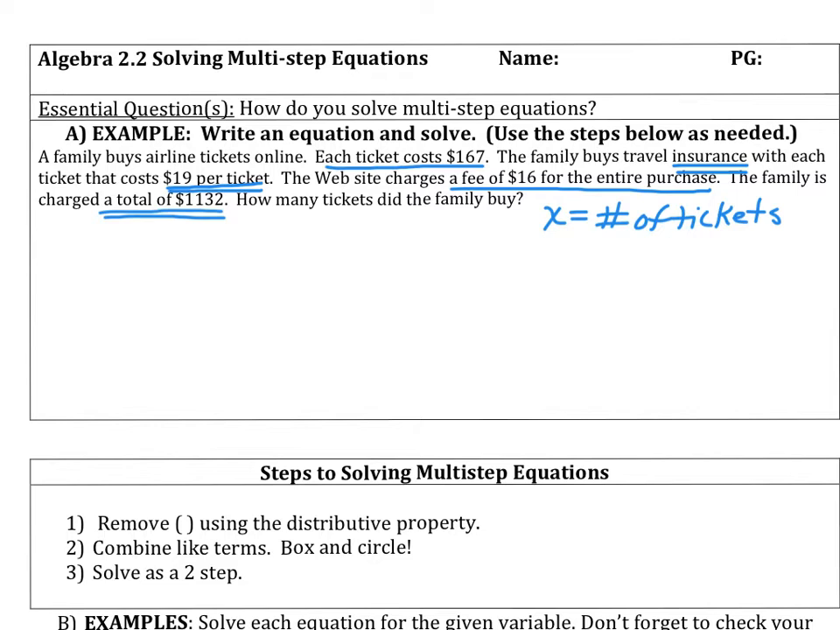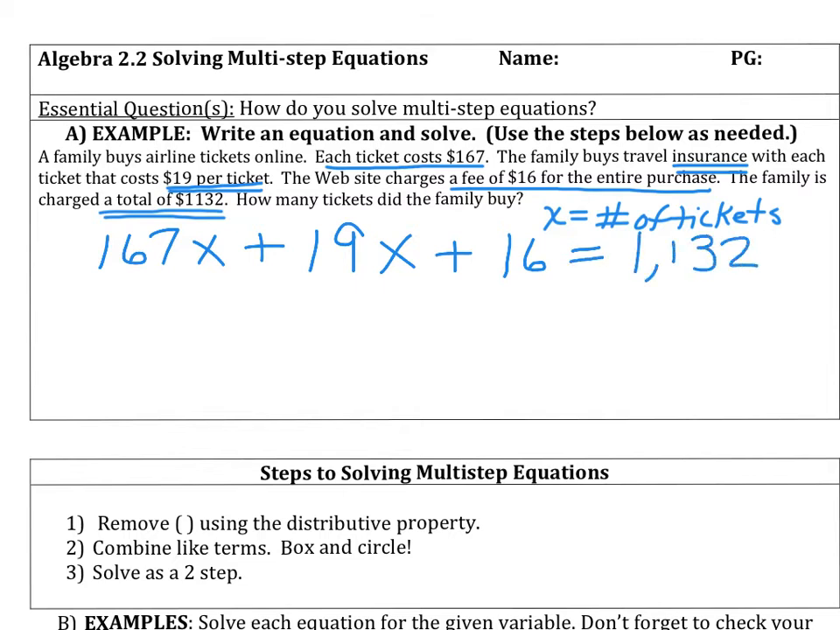To find the total cost, I'm going to have to multiply the cost of each ticket by the number of tickets. We don't know how many tickets, so that's an x. We also have to include the $19 for every ticket, that was for the travel insurance. And then there was that fee from the website of $16, giving us a total of $1,132.